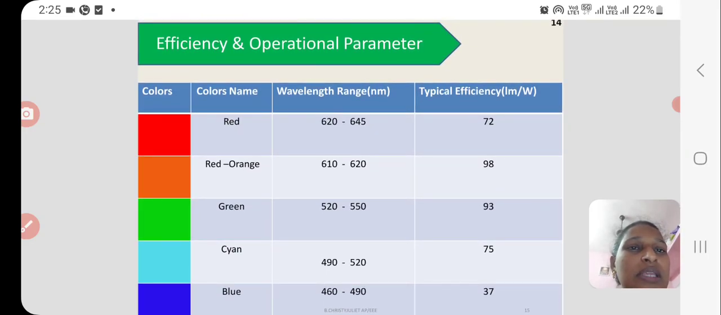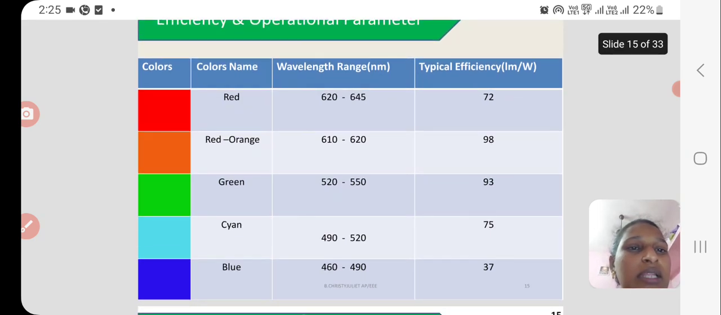Next we'll see the efficiency and operational parameters. So these are the color names, their wavelengths and their efficiency. From this table it is very clear that the red-orange color emitted has a good efficiency of 98%. The least is the blue one with 37%.